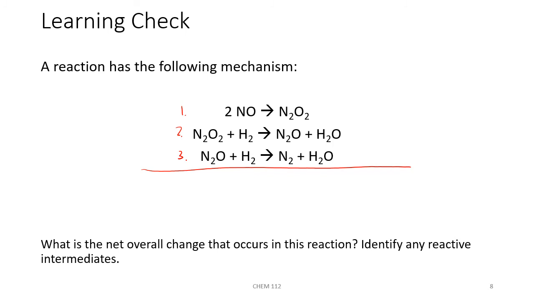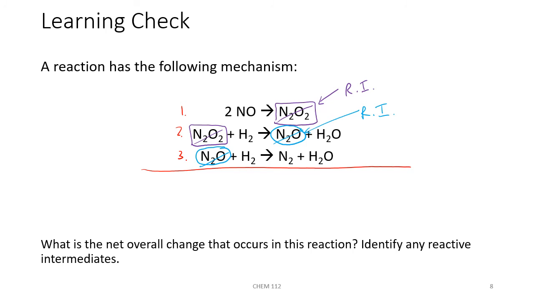So notice in step number 1, we produce N2O2. But then in step number 2, N2O2 is immediately consumed. So it's produced in one step and consumed in another. This must be a reactive intermediate, or an RI for short. In step number 2, we make N2O. And then N2O is also consumed in step number 3, so it's immediately used up. N2O is also a reactive intermediate. So when you have more than 2 steps, you can have multiple reactive intermediates as well.